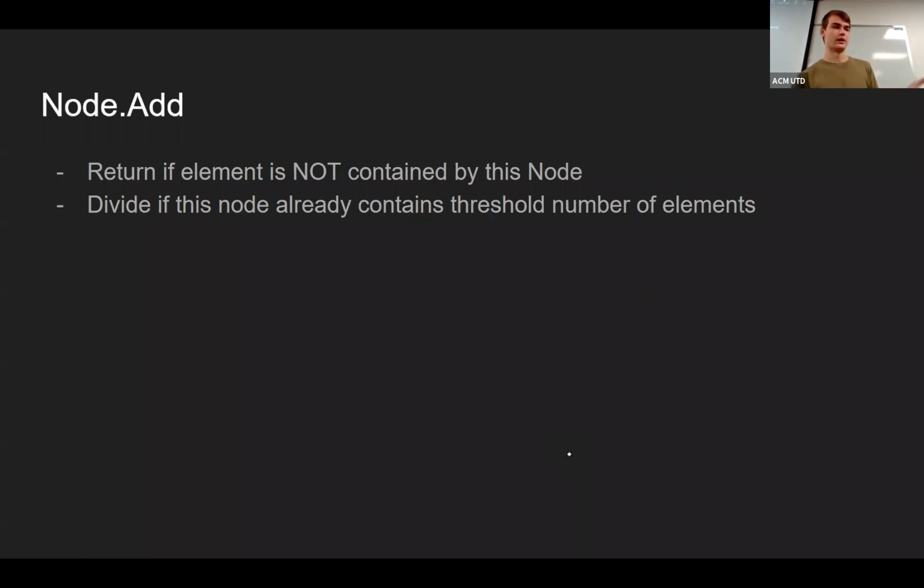Okay, the next part is where the subdivision happens. If the current node, which at this point is guaranteed to contain the element that we're adding, because we did that check and we return if it's not true, contains the threshold number of elements, well, we're adding a new one, which means that we need to preemptively divide. We divide before we add. And that's just a decision I made. It's essentially the same thing as saying, can I have up to my threshold value minus 1 elements, or can I have up to my threshold value inclusive? And that's just an implementation thing. It doesn't really matter. I just decided to put the divide check here.